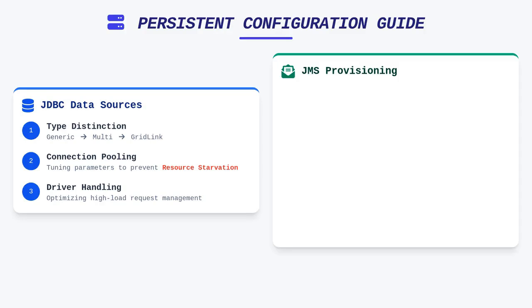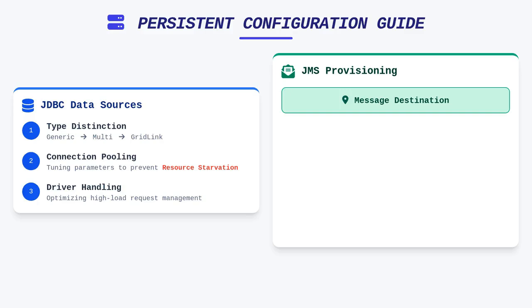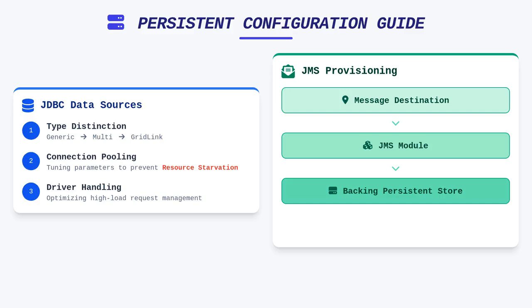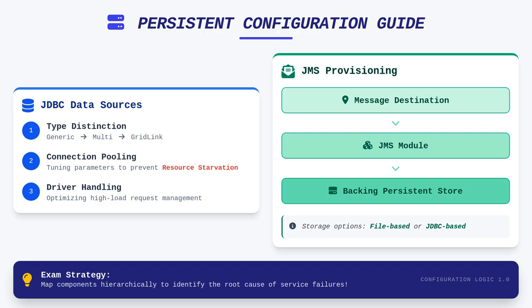Similarly, Java message service provisioning requires a disciplined approach, specifically regarding the creation of persistent stores and distributed destinations. You need to understand how the JMS server manages messages and how that interacts with the underlying file or JDBC storage mechanisms. If you encounter an exam question regarding messaging, map the components first, starting from the message destination through the JMS module and eventually into the backing persistent store.